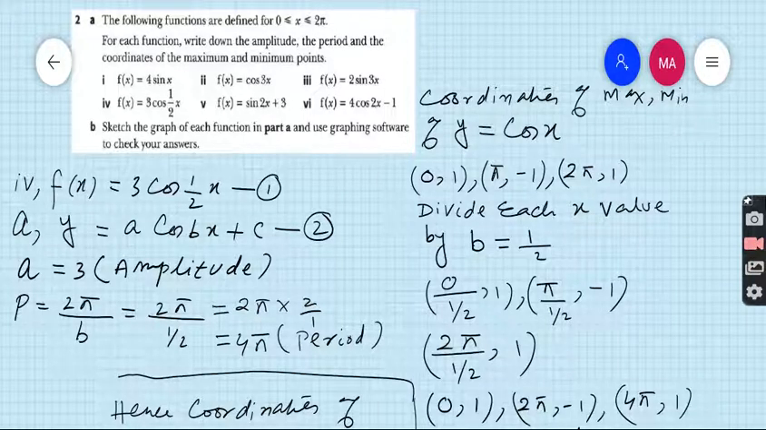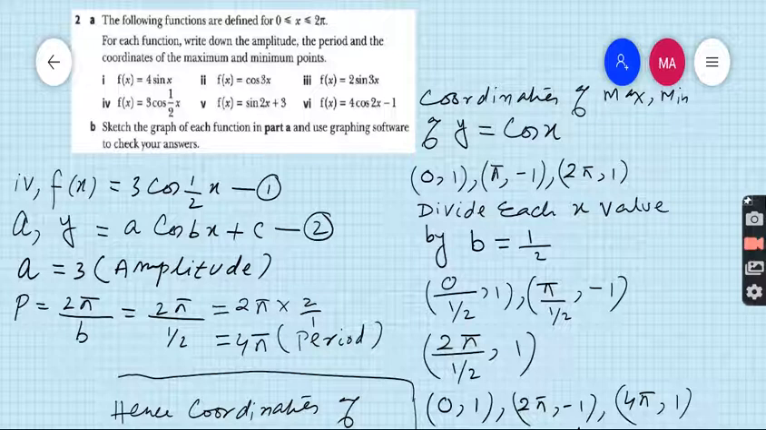Now find the period. What is the formula for the period of the function? The formula for the period is 2 pi upon b. What is b? B is the coefficient of x. You can see in equation number 2 the coefficient of x is b, and in equation number 1 the coefficient of x is 1/2. Hence the value of b is 1/2.